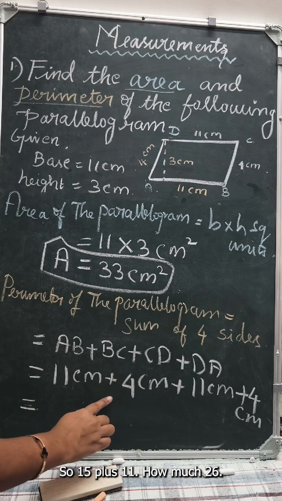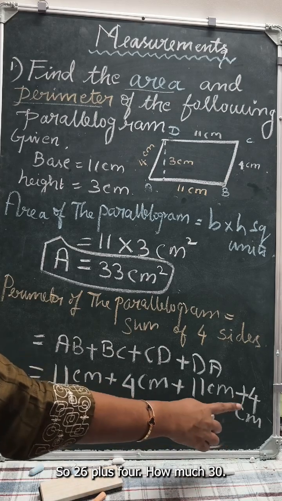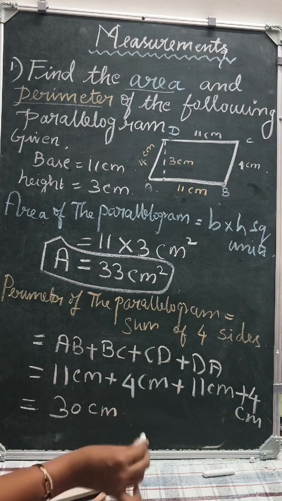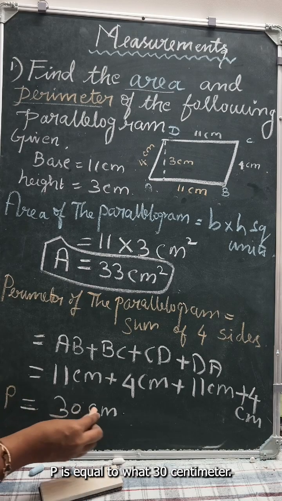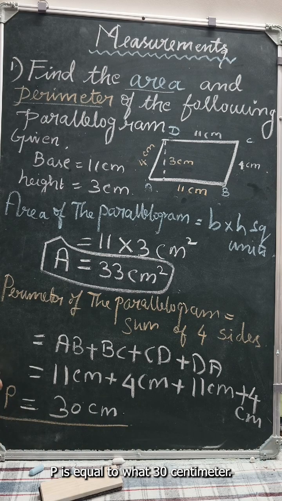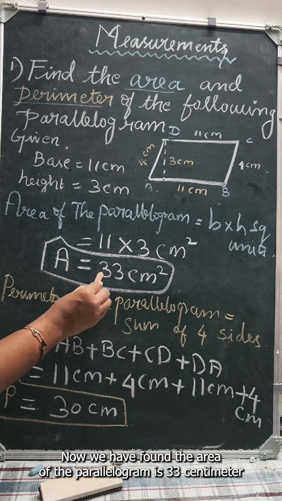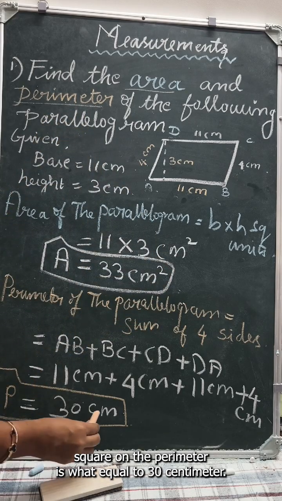15, right? So 15 plus 11, how much? 26. So 26 plus 4, how much? 30. So the answer is 30 centimeter. So now we have found the perimeter of the parallelogram. P is equal to 30 centimeter. Now we have found the area of the parallelogram is 33 centimeter square and the perimeter is equal to 30 centimeter.